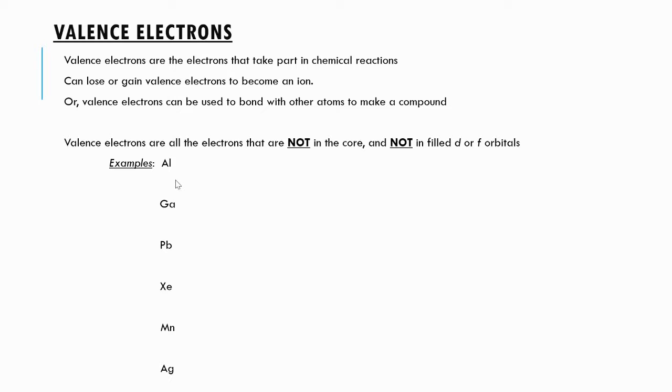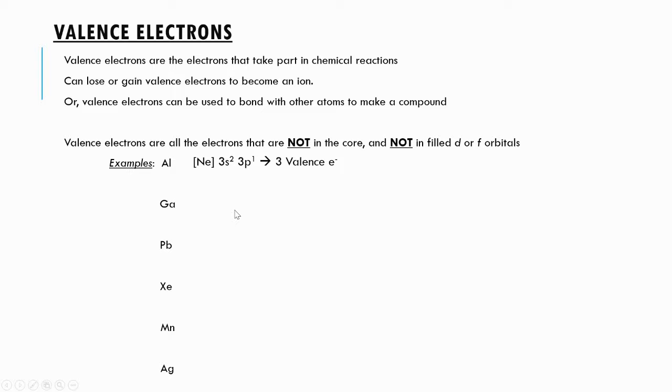All right, so aluminum. You've done this one before. You can look on the periodic table: group 13, there's 3. If we want to do it the core notation way, it's got neon core, 3s2, 3p1. 2 plus 1 is 3. So we've got 3 valence electrons.